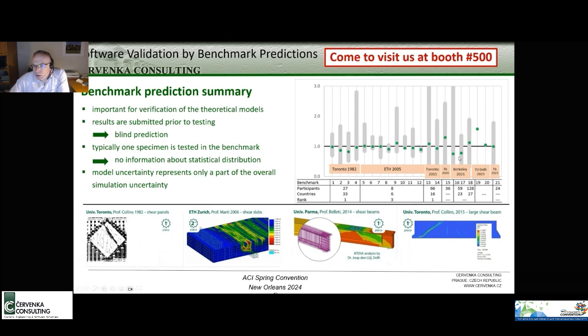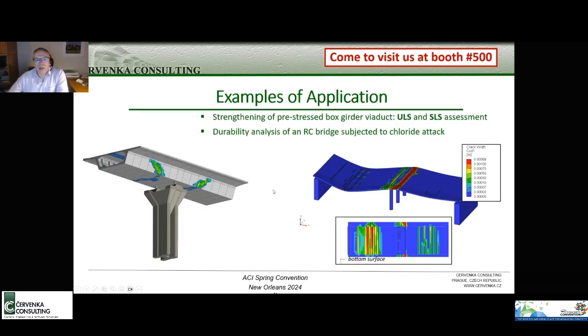So you see we consistently get quite good results, quite good predictions. These gray areas indicate the scatter that was obtained in these competitions. And at the bottom you see some slides of typical structures that were actually parts of these various competitions. So now I would like to show some examples of application.